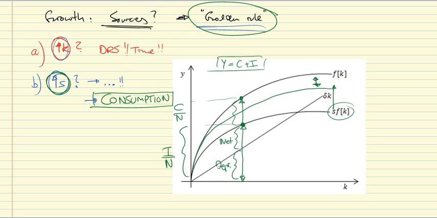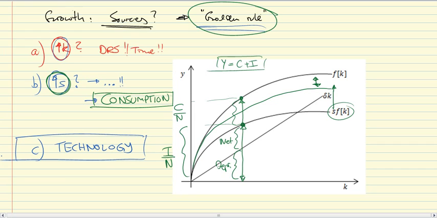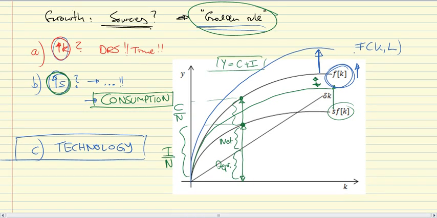Third though, and I want to add that just here, we're not going to talk about that now, but the answer to the question ultimately, in this type of model, is technology. So it is factors that shift the production function itself upwards. So that would give us technological innovation. Technological progress will affect the underlying F of K, L and shift it upwards.